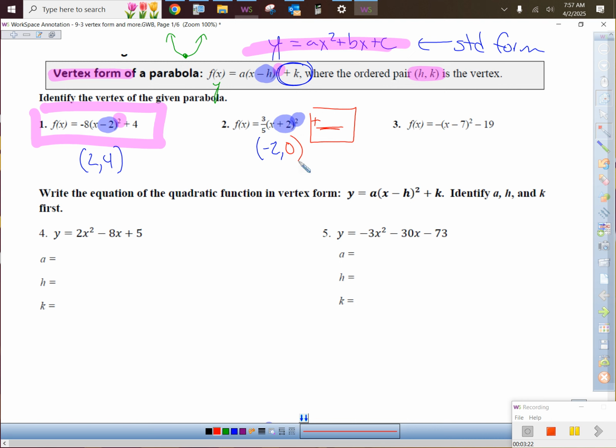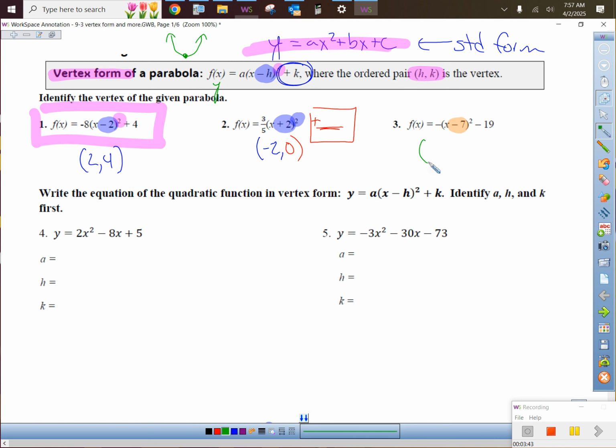Let's see what you think. Only after 2 examples. If you mess up, no big deal. Could you find the vertex of this parabola right here? It's h comma k. Check it with your neighbor when you're all done.